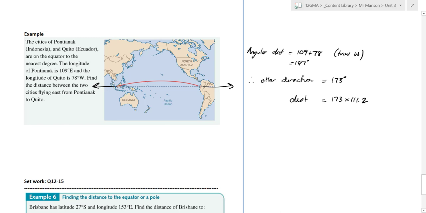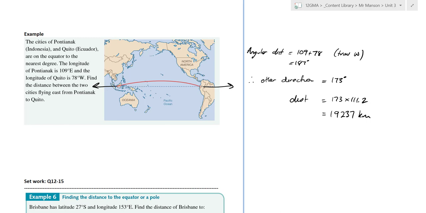I'm going to need some help with that as well. It should be about 19,000. 19,237 kilometres. Thank you. And that's our distance. Now, this is the shortest distance, so it makes sense. If you're not given some information, assume that the shortest distance is the way you're going to want to go.